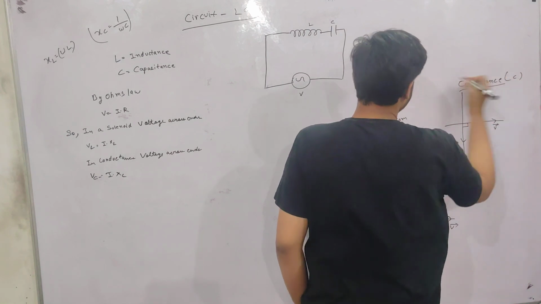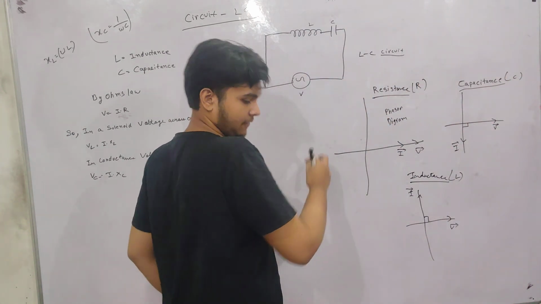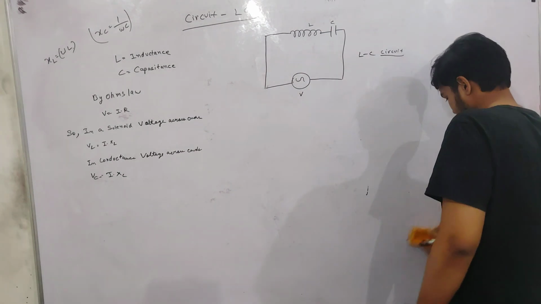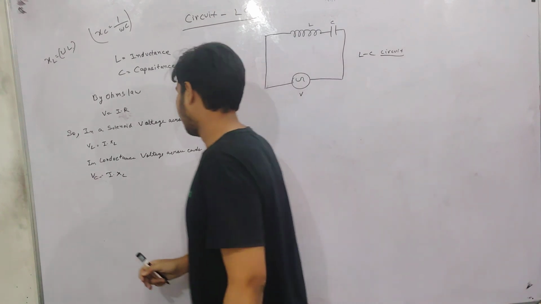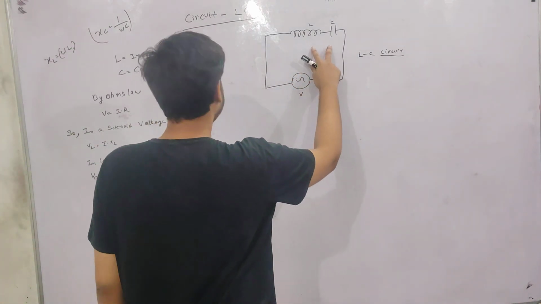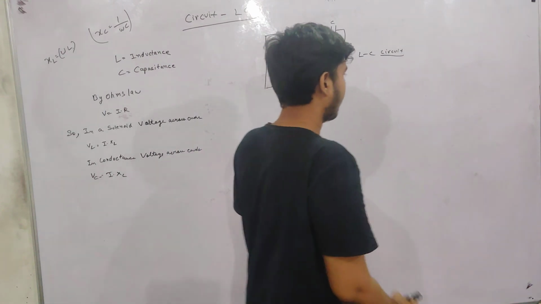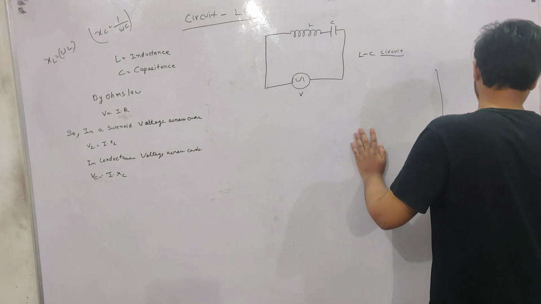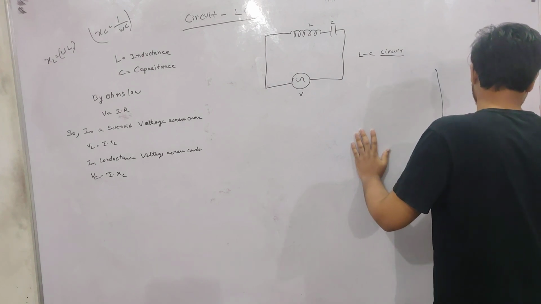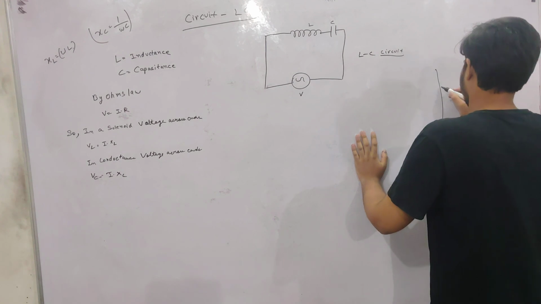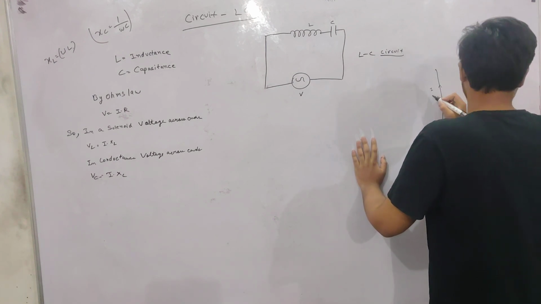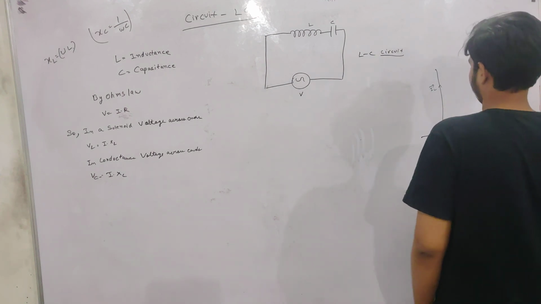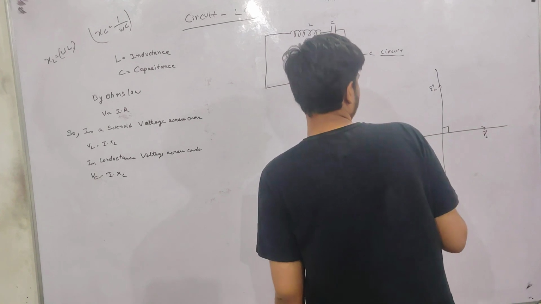L, C, R. As we can see, there are two things in the circuit. Now the phasor diagram of the circuit will be like this. Solenoid and capacitance.